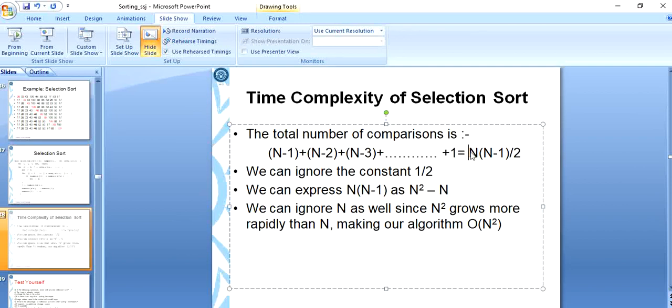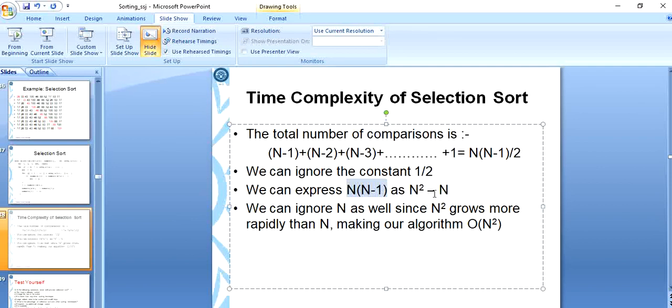So this is nothing but n into n minus 1 divided by 2. We ignore 1 by 2, that is a constant. Divide by 2 is nothing but 1 by 2, that is a constant. So we are having only one term, that is n into n minus 1. In time complexity we will avoid the constant, so the term which is left behind is n into n minus 1, that is nothing but n square minus n.